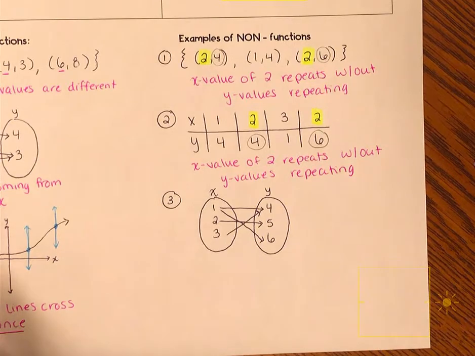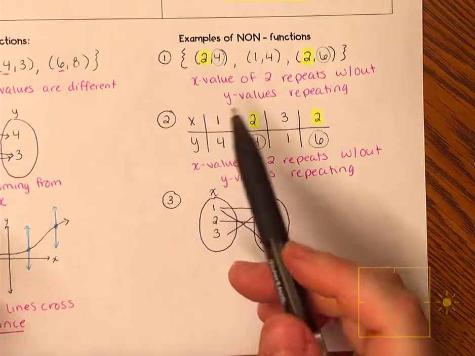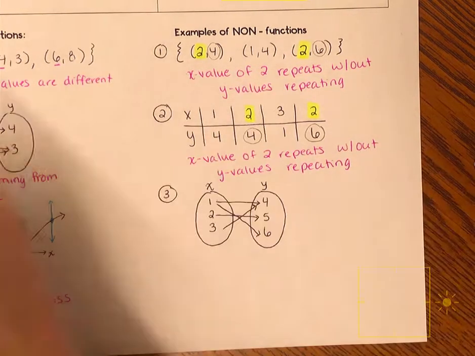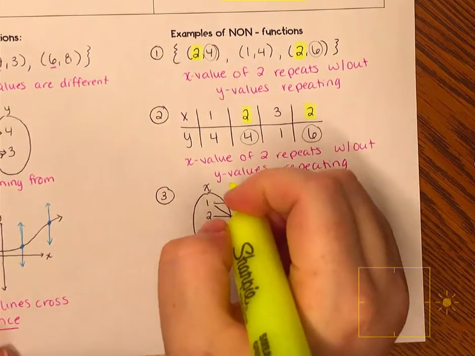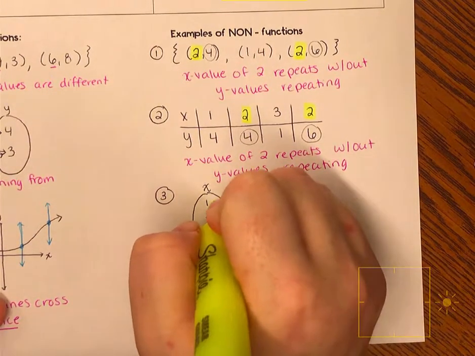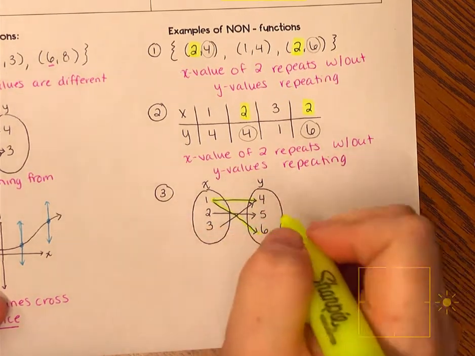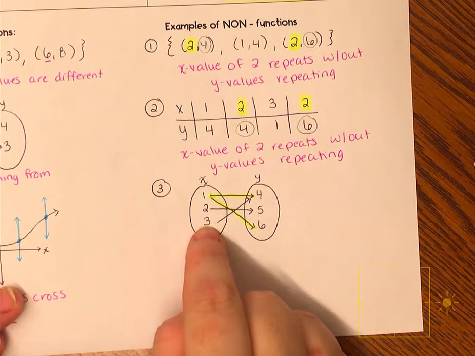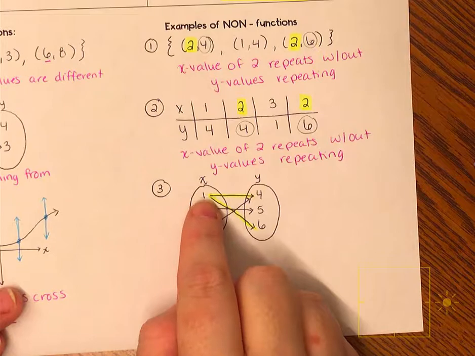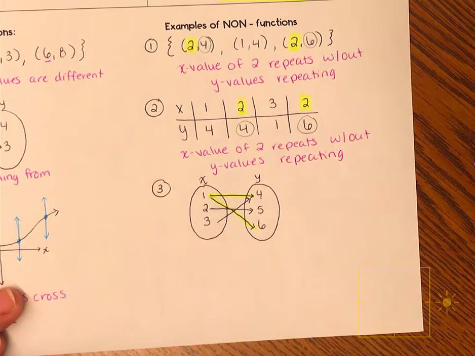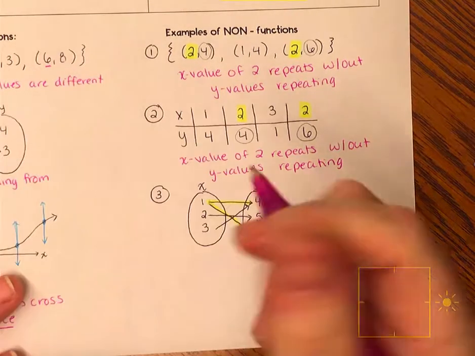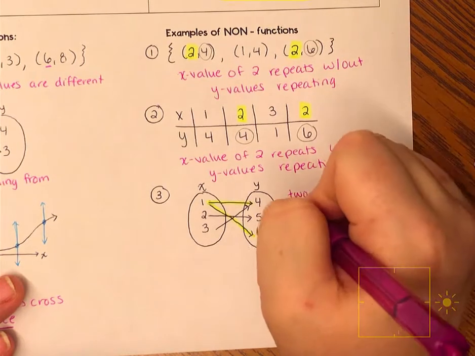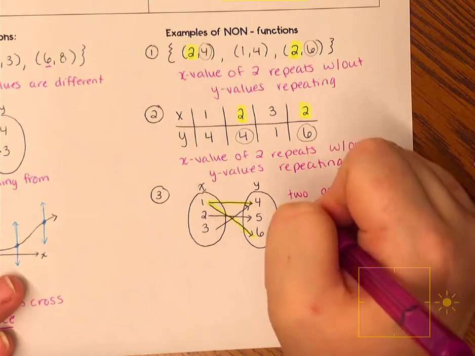Okay. So I made this a non-function because if we're looking at our x's, at the 1, I have 2 arrows coming from it. Now, this first arrow goes to a 4, and the second arrow goes down to the 6. The 2 has only 1 arrow, and the 3 only has 1 arrow. But because the 1 has 2 arrows coming from it, this is not a function. There are 2 arrows coming from x of 1.